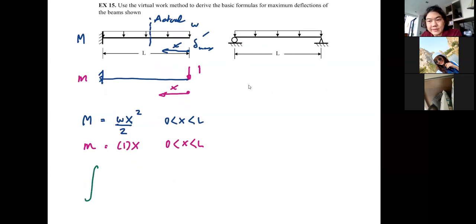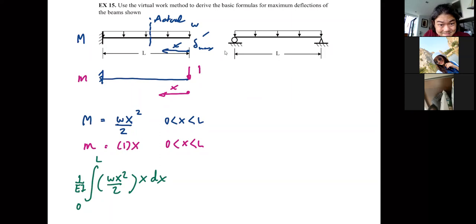Of course, we need to collect all the work, so the integral must be from 0 to L. The big M is wx squared over 2, the small m is just x, and the EI is constant. So I'm going to pull EI out of this integral, then dx. Even though this is integration, we are not doing anything dramatic at all. We are not dealing with the logarithm function or trigonometry function. It's just a typical power function. So you should be able to handle this fine, and if not, your calculator can also handle this.